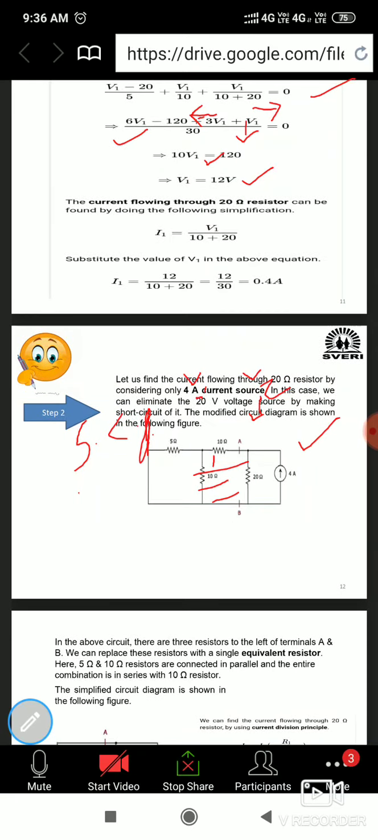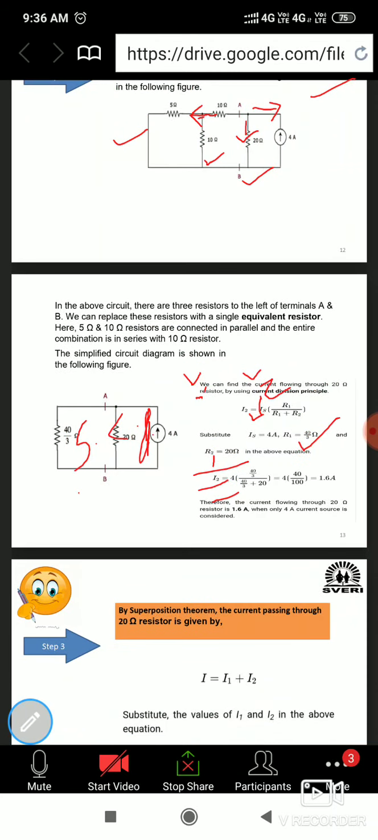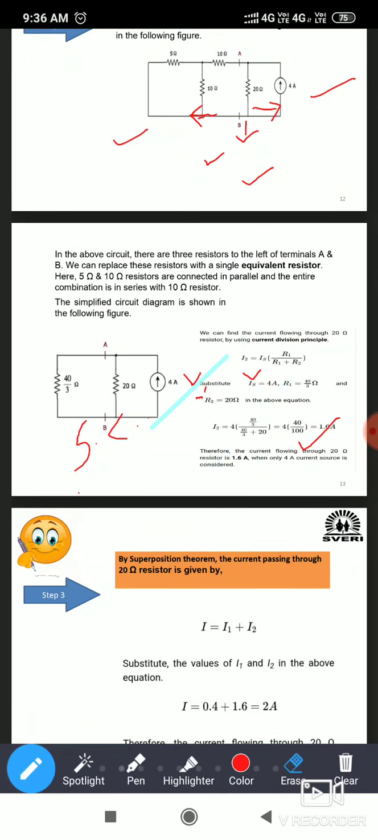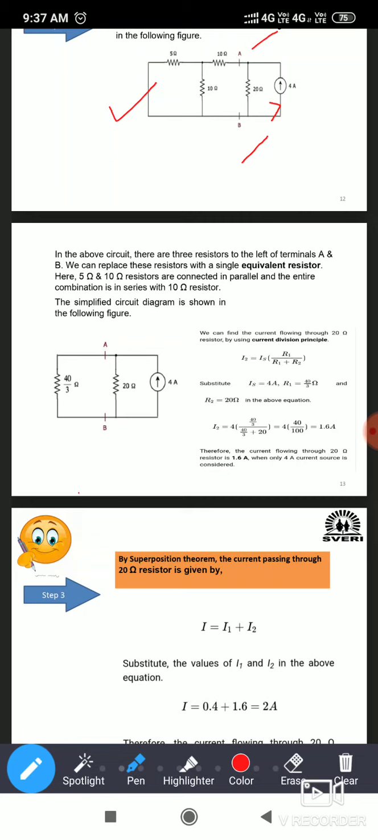So the equivalent resistance I have given here. It will be the simple one. Here you can consider this diagram. If you consider the above diagram, we can mark A point and B point between these two terminals. So 5 ohm is parallel with 10 ohm and that is in series with 10. So that equivalent resistance you can find out.